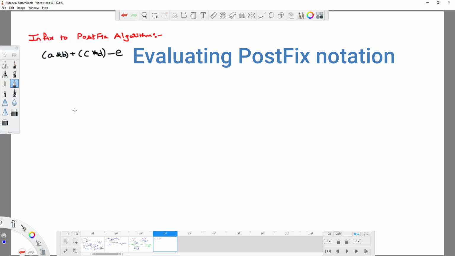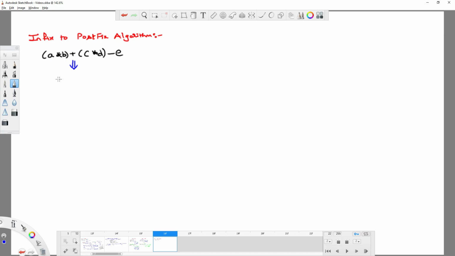Before going on to the explanation of the algorithm, let me try to convert this infix notation into postfix. Guys, in postfix notation the operator will be after the operands. A star B, how can we write? AB star. Plus comes next, so I will write CD star. Now the first expression is completed, the second expression is completed, then the operator. If I take this as 1, next you will get E minus. I have just written it directly.